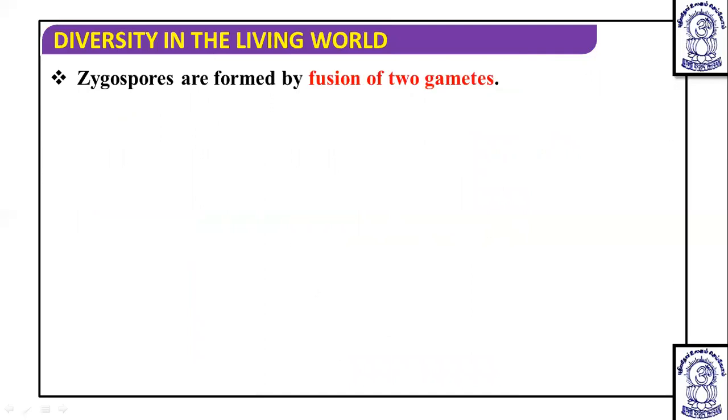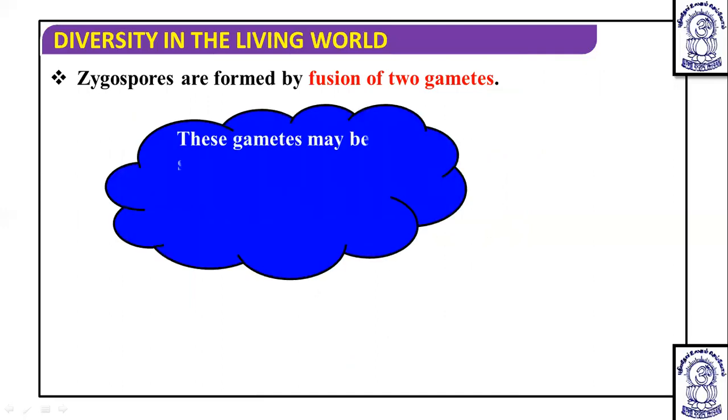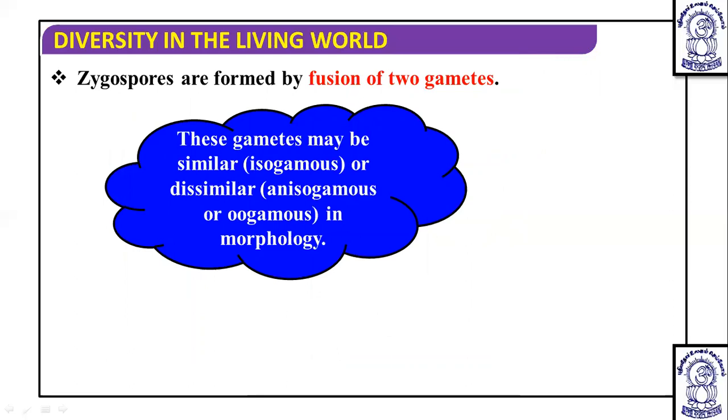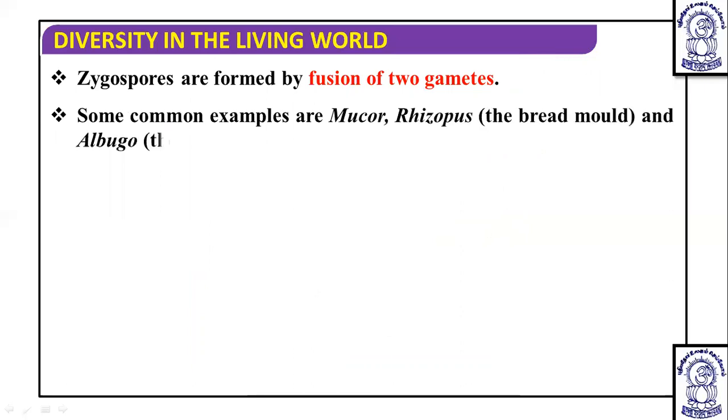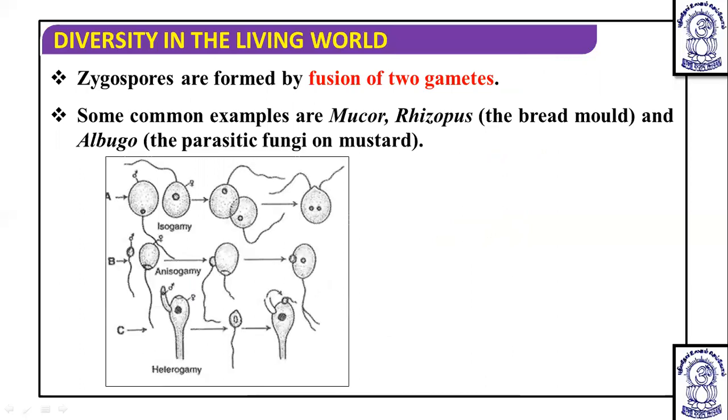Okay, then in the Zygomycetes, in this Phycomycetes, we will see the formation of zygospore by the fusion of two gametes. These gametes may be isogamous, anisogamous, or oogamous in morphology. Then some common examples included are Mucor, Rhizopus, and Albugo. Albugo is a parasitic fungus on mustard.